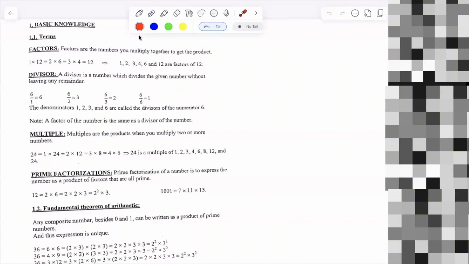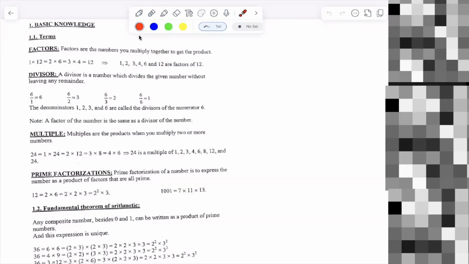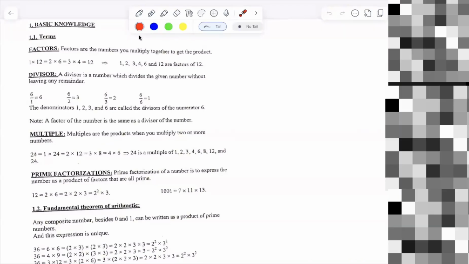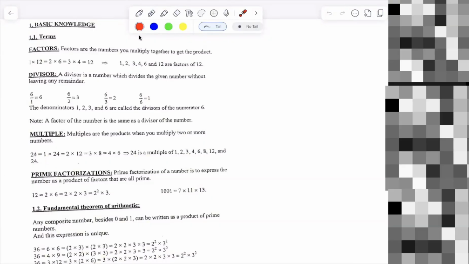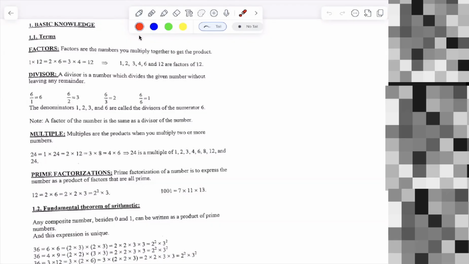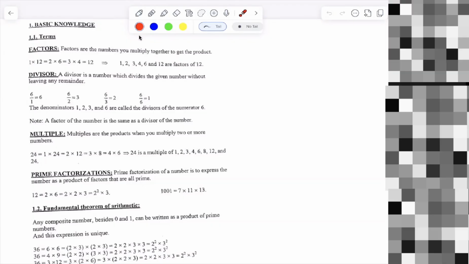Similarly for example, 8. 2 times 4 and 1 times 8 are equal to 8. So 1, 2, 4, 8 are all factors of 8.